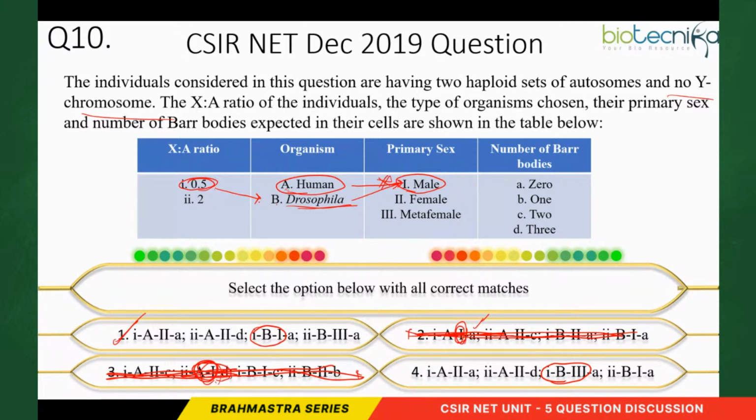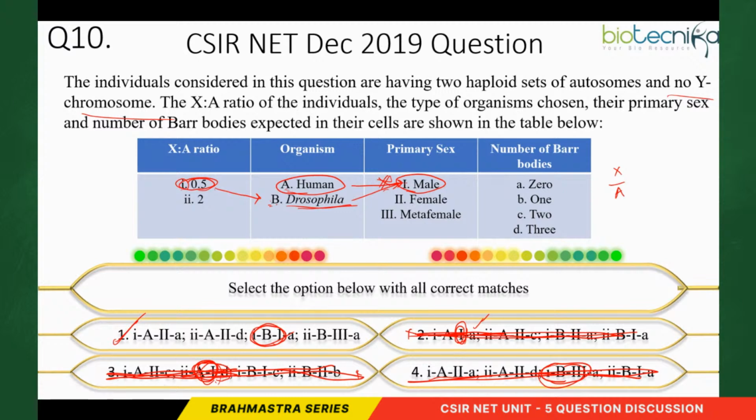And Drosophila, just now I said, if you take X by A ratio, it would be 0.5. So 0.5 means it would be male. So B has to be male. Okay, it means 1, B, 1. If you take 0.5, it would be 1. So 0.5, 1, B, 1. So 1, B, 1 is present only in this one because here it is mentioned 1, B, 3. That is why this is also not correct. Let me explain the other ones to you.